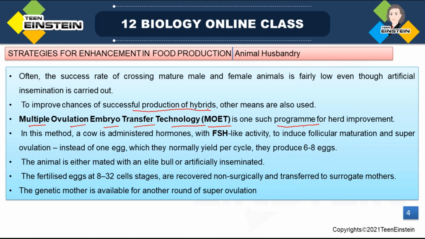Because in normal crossing with the desired selection, the success rate is very low. So for the successful production of hybrids, we need to apply different new technologies. Multiple ovulation embryo transfer technology is such a program, used for the improvement in the production of hybrids. So how is this technology done?